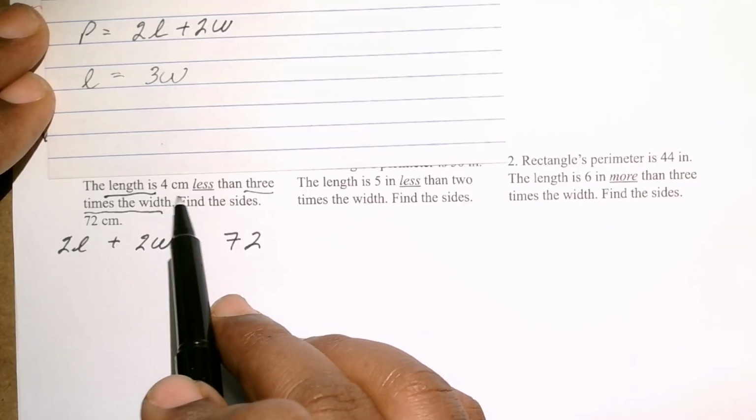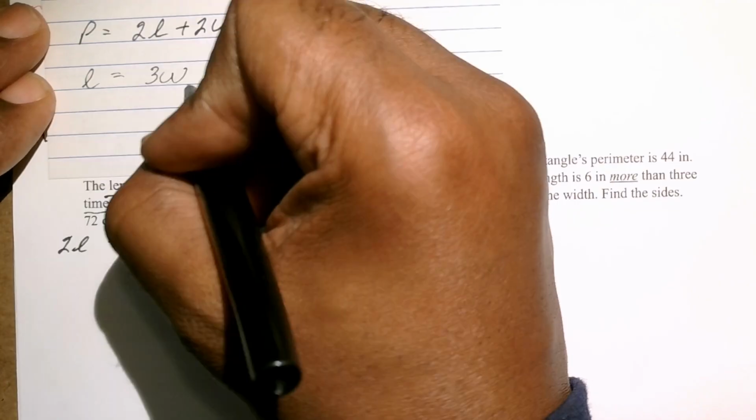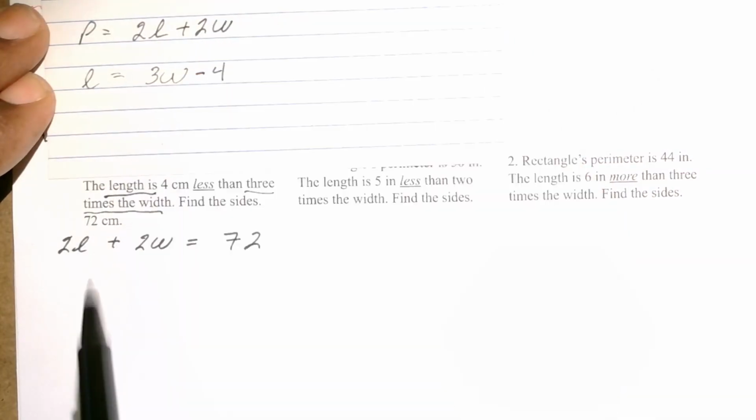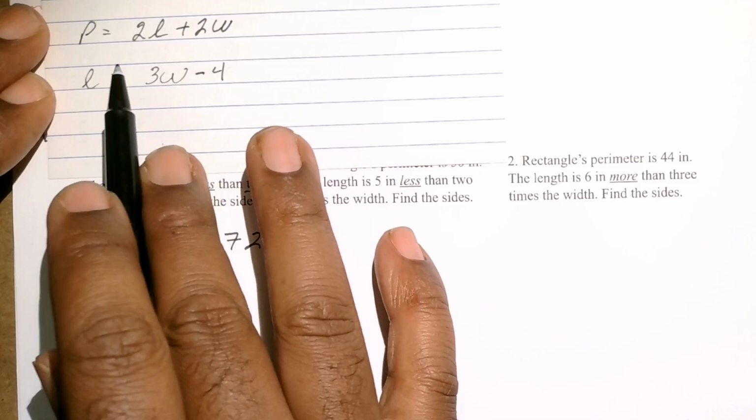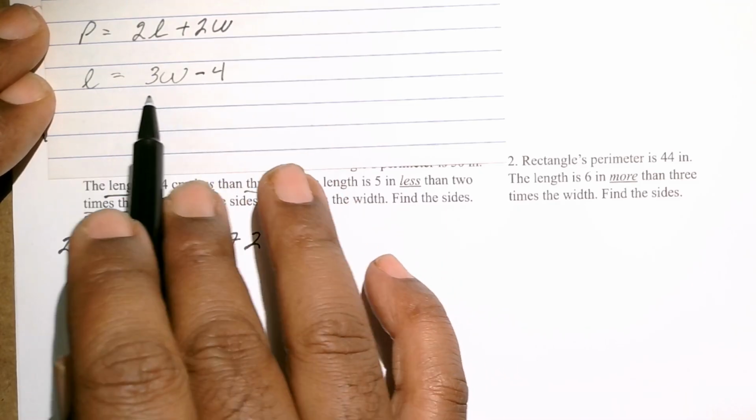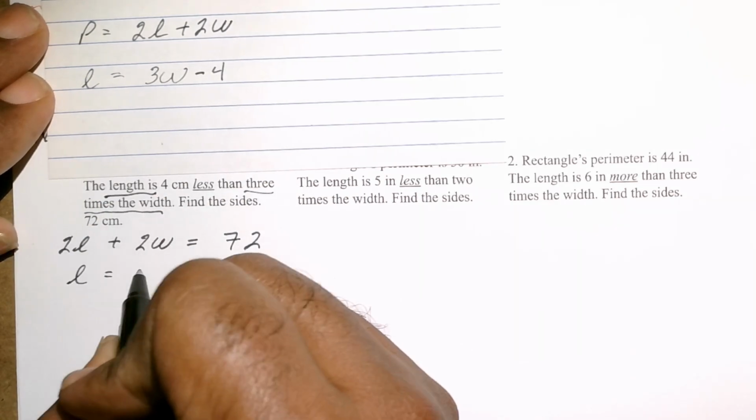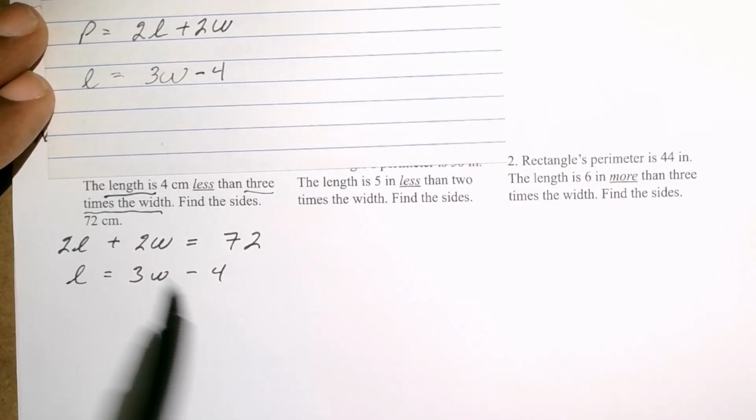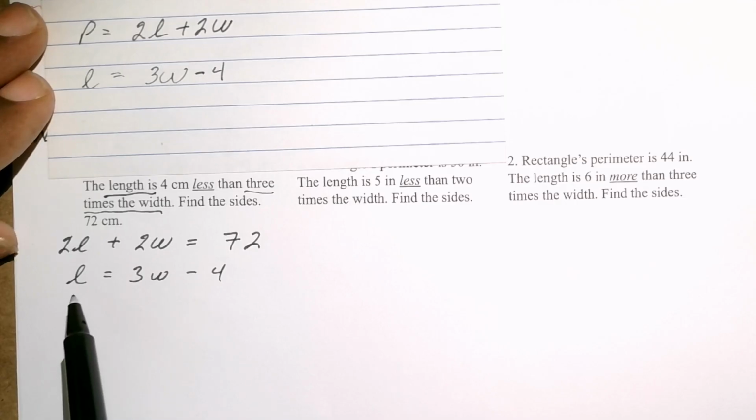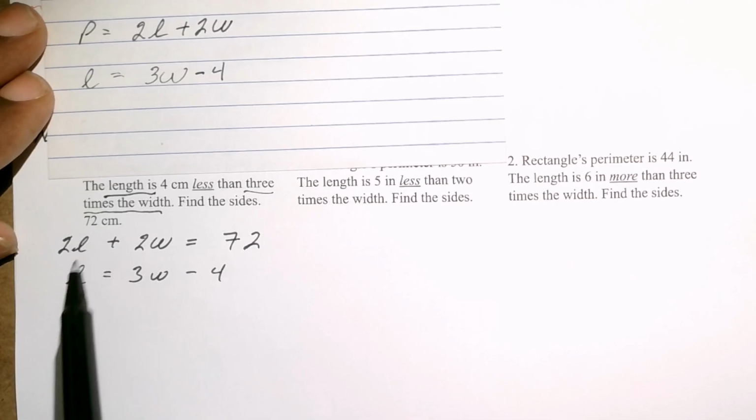But we need 4 less than 3 times the width. So how do you get 4 less than 3 times the width? You put a subtracting 4 behind 3W. And so now I have an L, and I have L as 3W minus 4. So L equals 3W minus 4. Now, I'm going to solve this one by substitution since I have an isolated variable, which is L. And I'll replace the 3W minus 4 for this L right here.